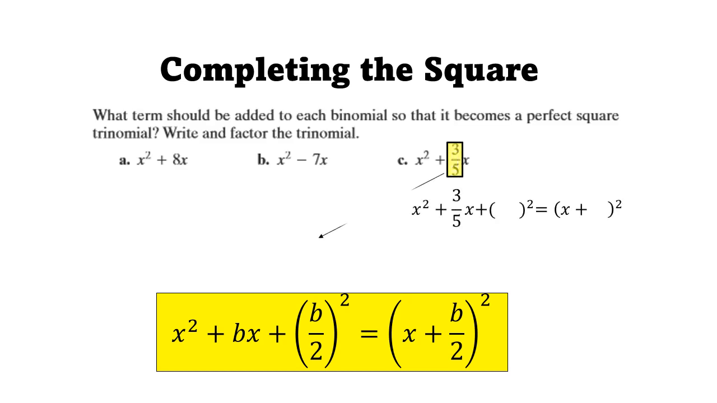Now my b is 3 over 5. We're going to divide it by 2. So keep in mind we have fractions. Therefore the answer is 3 over 10.